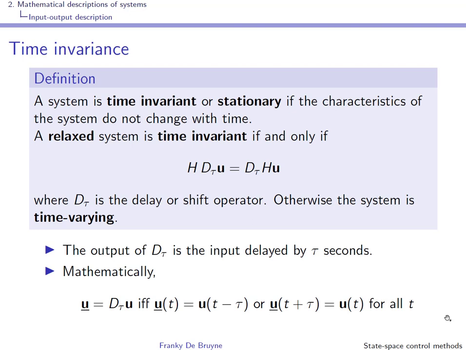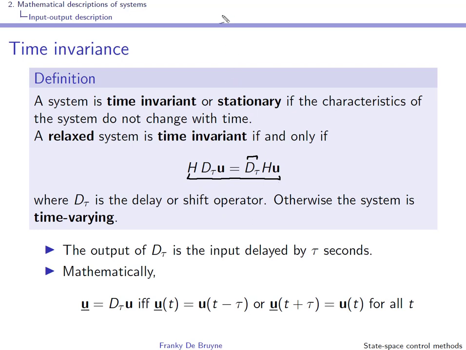Well, a system is time invariant or stationary if its characteristics do not change with time. And again, we'll have to make the assumption that the system is relaxed or that it is at rest. A system is said to be time invariant if the following relation holds, where d tau here is the delay or shift operator. And one way of rewriting this relation is to rewrite it as follows.